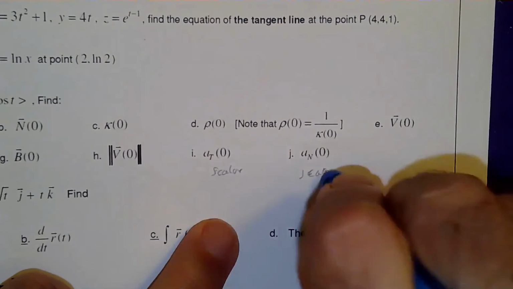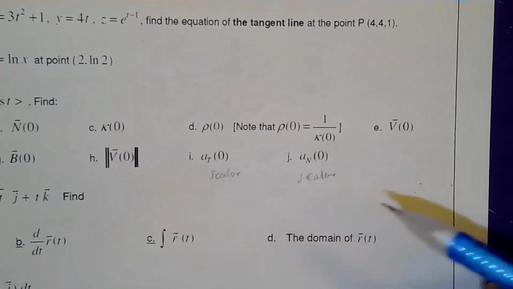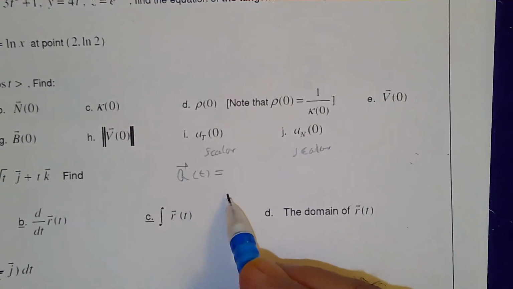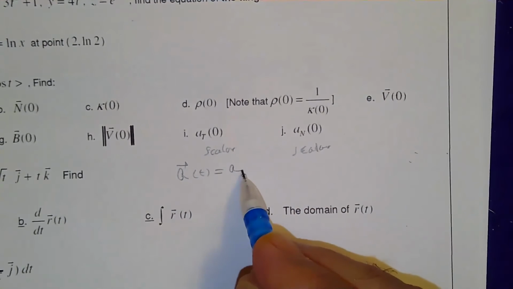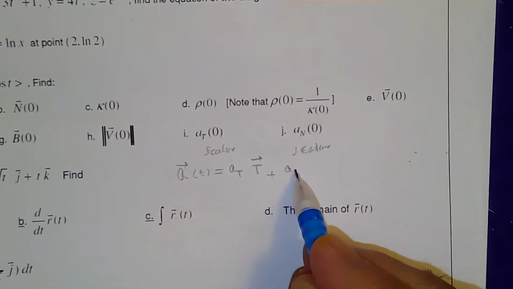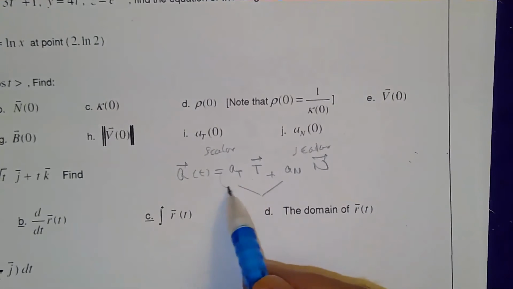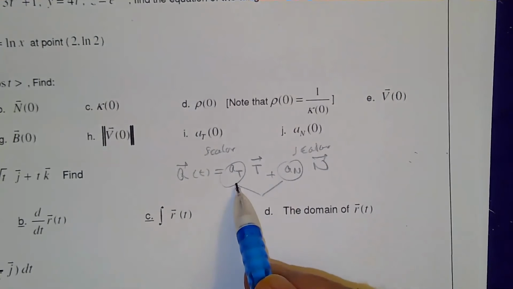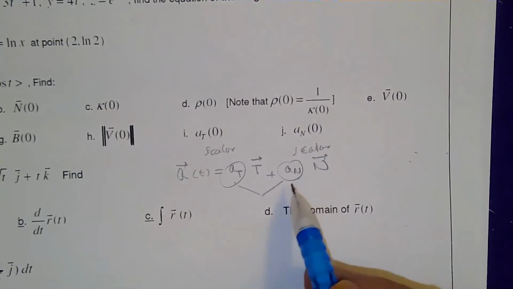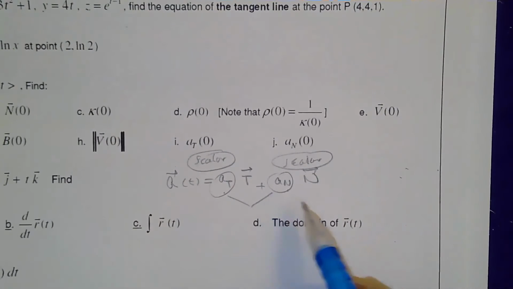It's not tangential acceleration, it's the tangential component of acceleration, meaning if the acceleration is a of t, this guy is some scalar times the unit tangent, plus some other scalar times the normal. So we call these components of the acceleration. This guy is the tangential component. This guy is the normal component, and they both happen to be a number. So what does that mean?